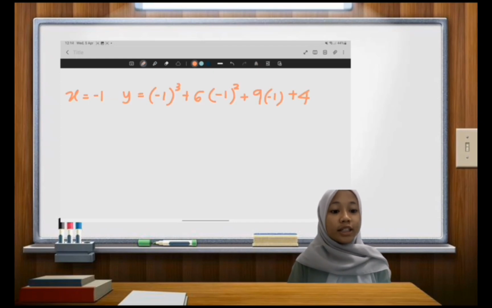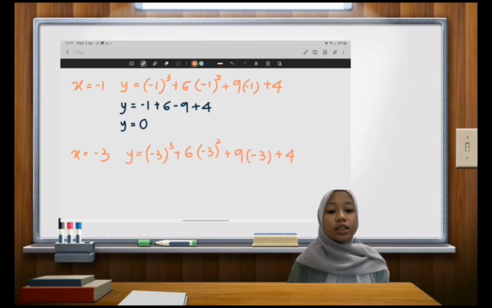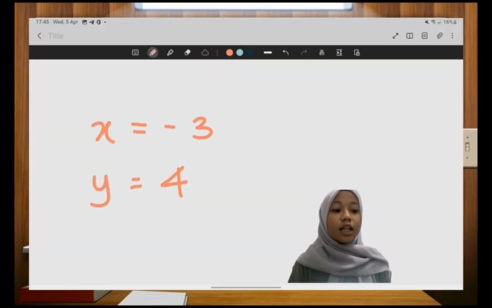To find the y coordinate when x equals minus 1, we substitute into the original function. This can be evaluated to get y equals 0. There is a stationary point at x equals negative 1, y equals 0. When x equals minus 3, we evaluate the function to get y equals 4. We have a second stationary point at x equals negative 3, y equals 4.